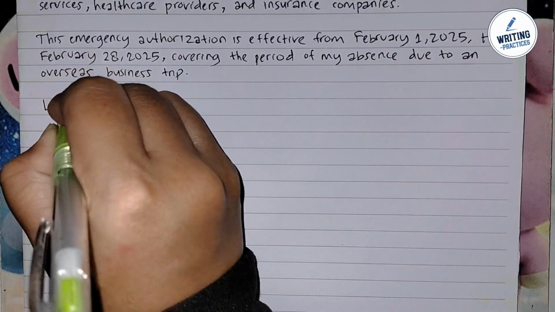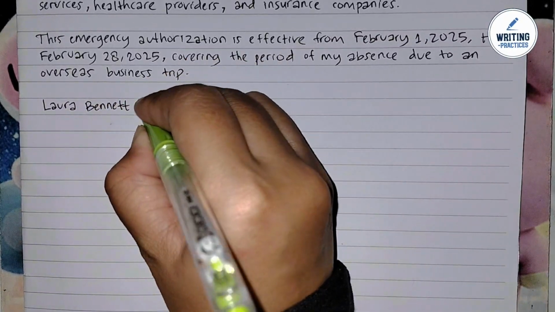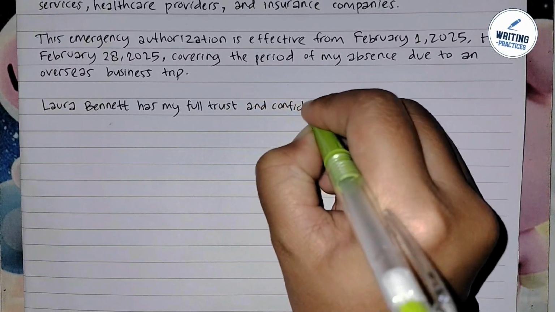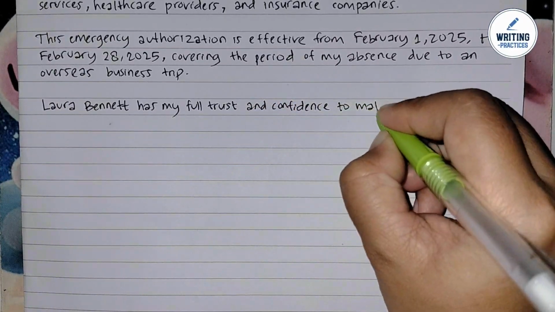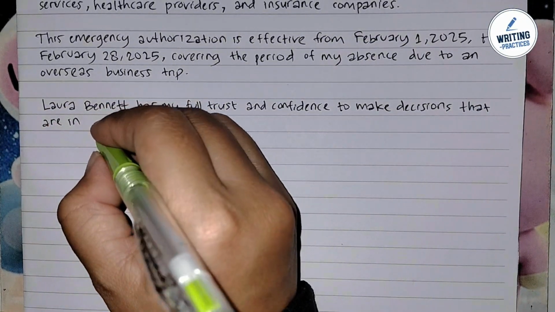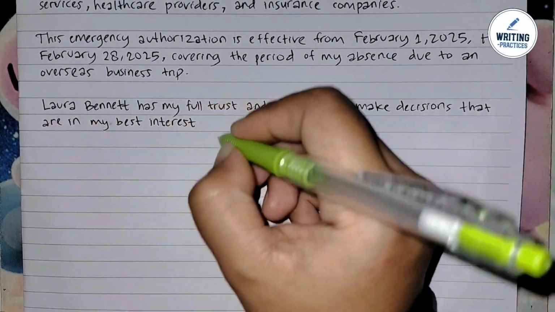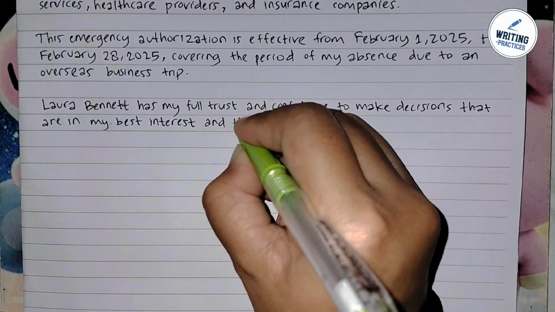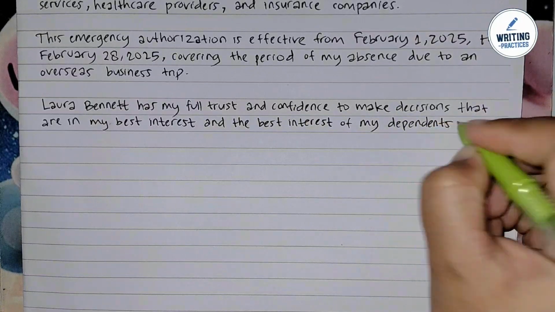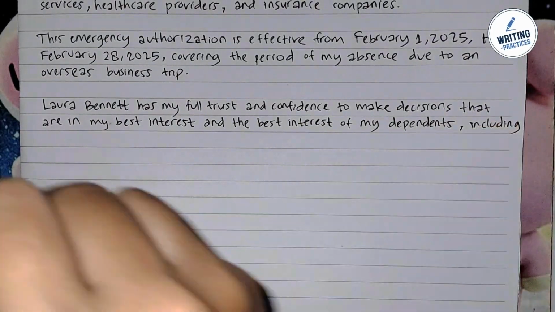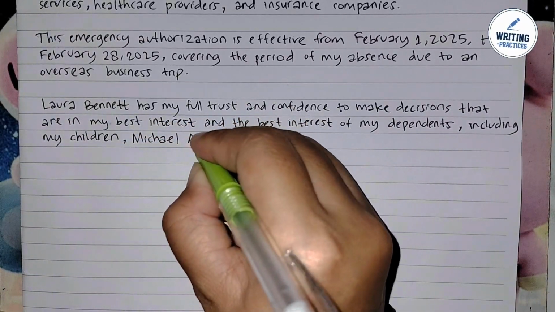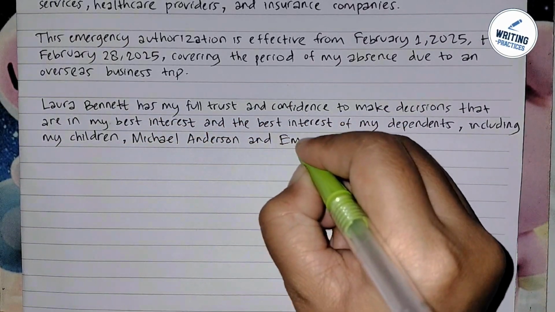In paragraph 3, write information about the authorized individual. You must provide the full details of the authorized person, for clarity and legal purposes. You can start with the full name of the person you are authorizing. And clarify the relationship between you and the authorized individual, such as sister, friend, or spouse, to establish trust and familiarity. Here is the example of how you write it. Laura Bennett has my full trust and confidence to make decisions that are in my best interest, and the best interest of my dependents, including my children, Michael Anderson and Emily Anderson.